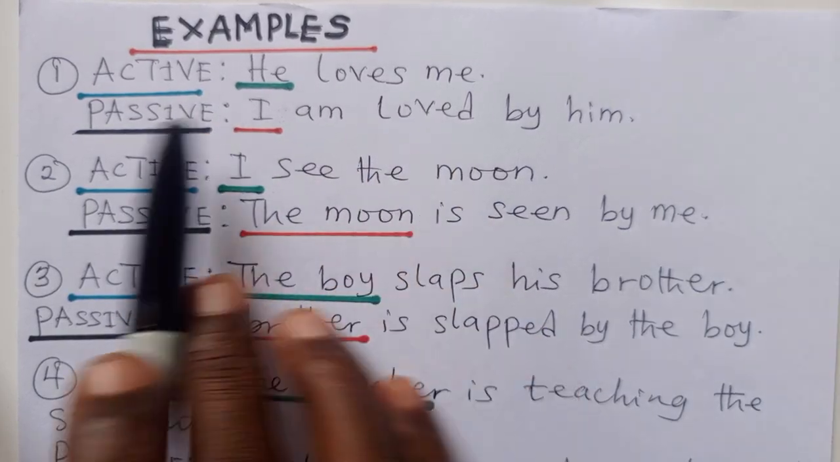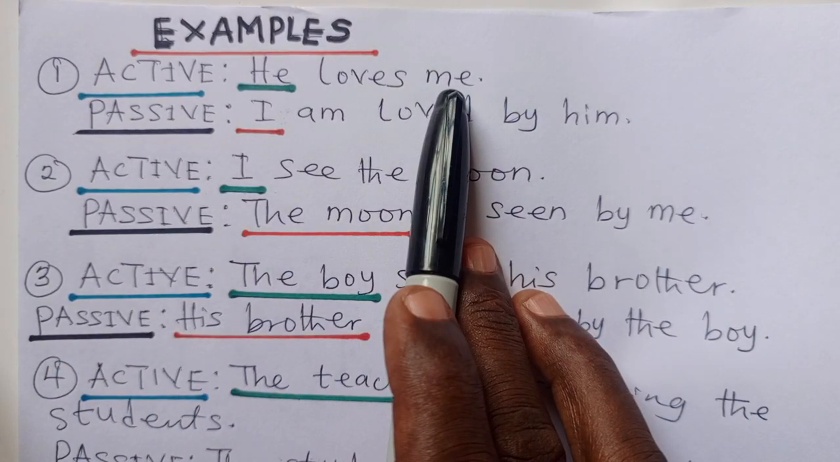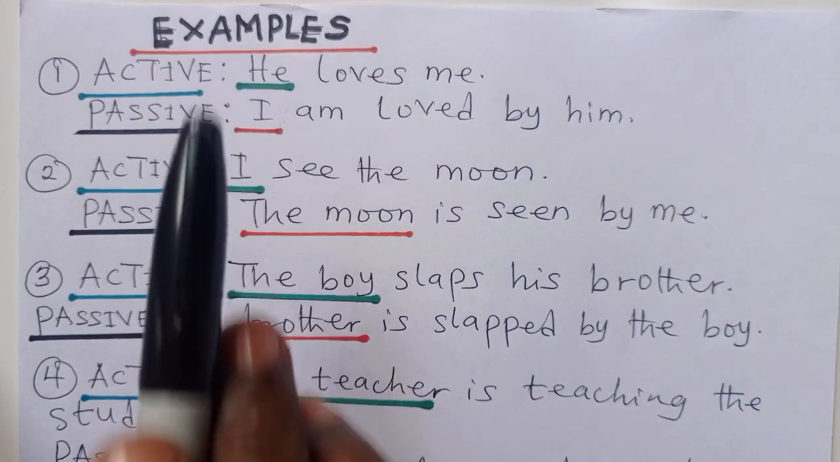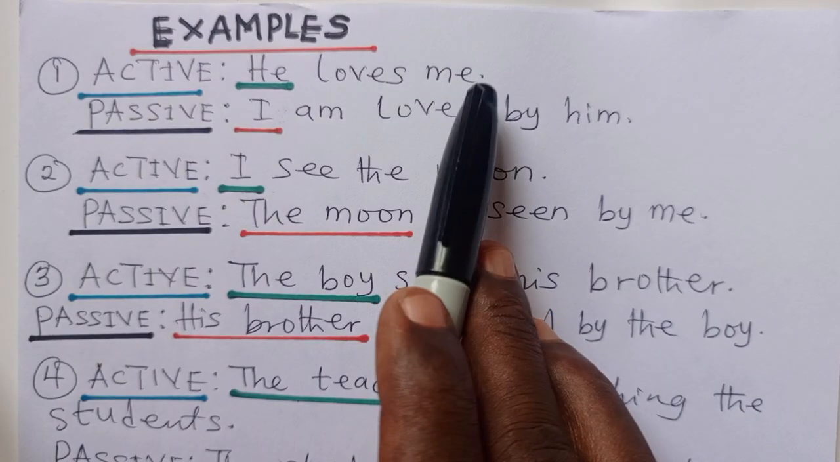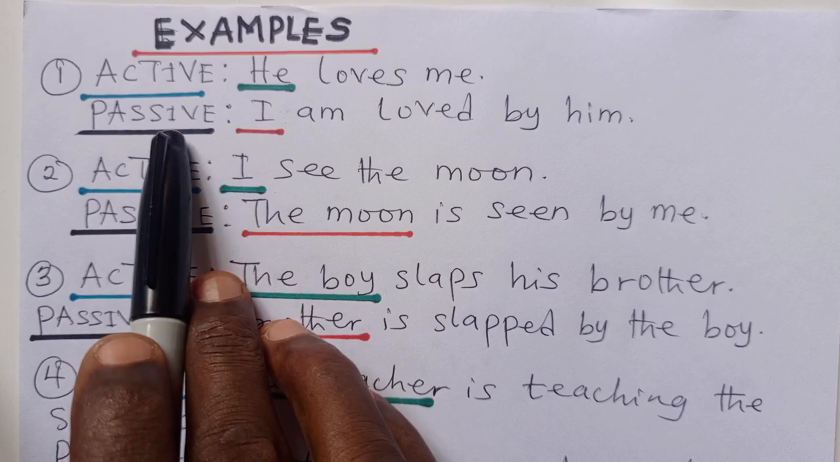He loves me. Then for the passive voice, this me will turn to what? I. I am being loved by him. Okay, so you reverse it. You start from the back, from the front to the back, to get your passive voice.